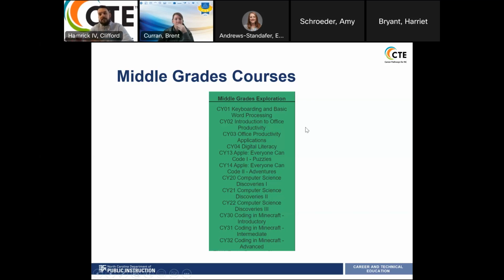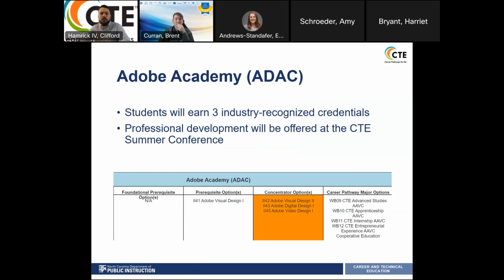So hopefully they get to the upper grades, they get to high school, and they may have a sense of what they want to pursue, or what pathway, or even potentially pathways they want to do. We do have, I think it's either 10 or 11 pathways total. The first one is the Adobe Academy pathway, and I would say this is probably one of the ones I get the most questions about. It's one of our more popular ones.